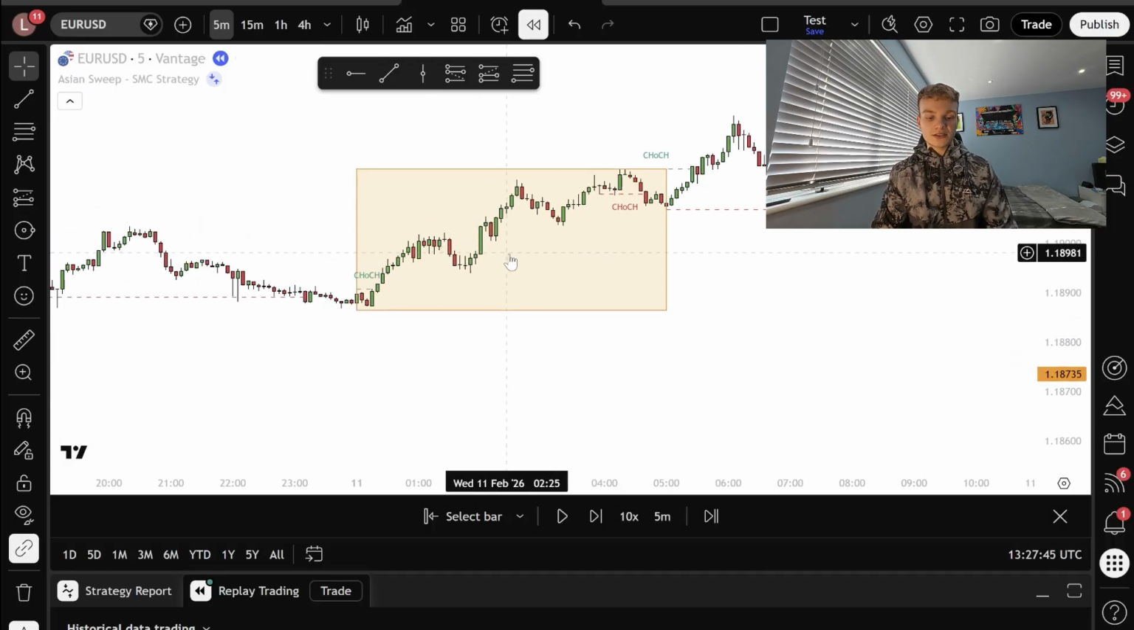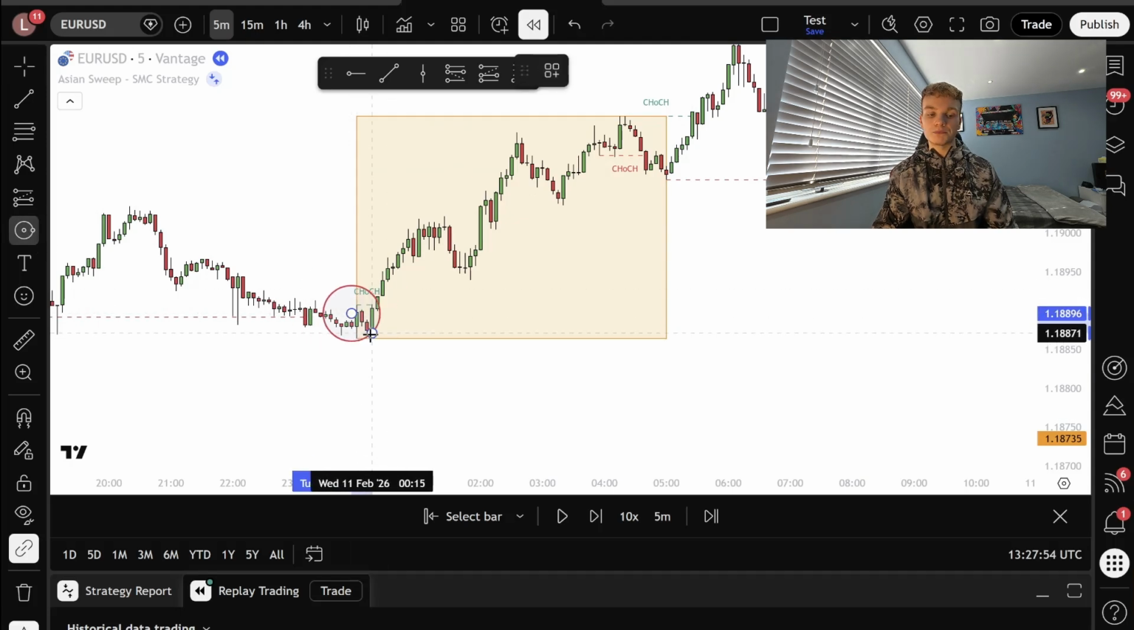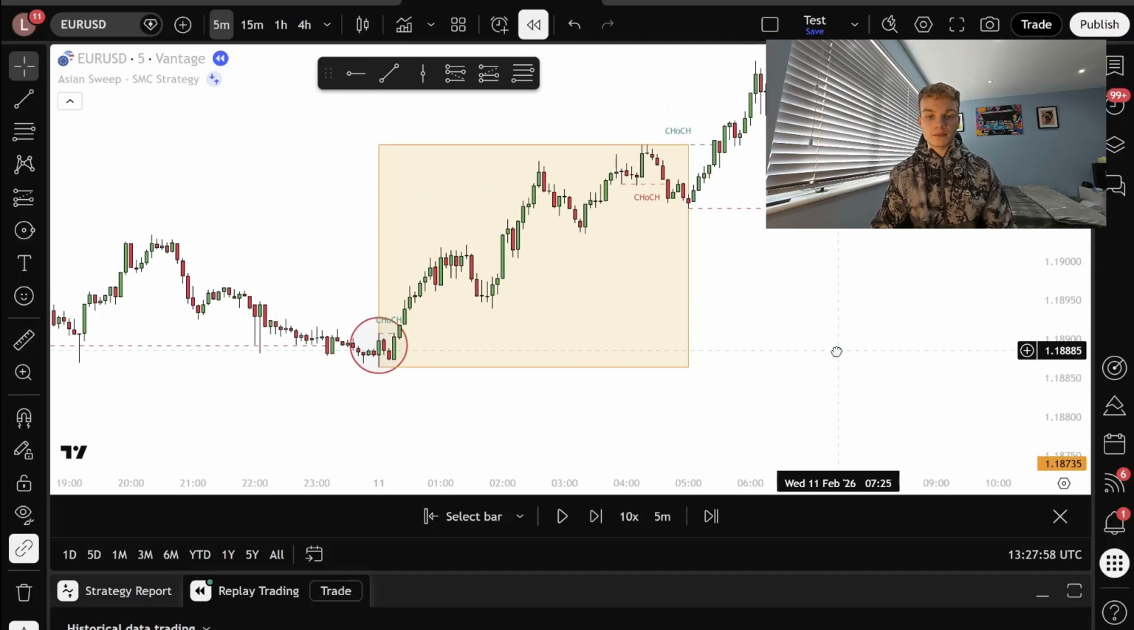Pulling up this Asian session here from the 11th of Feb, so just going another day before that, we simply look at all the same things. So first of all, we look at the opening candle of this session. Now, this is a great example to see when I would simply just step away from the markets for the day and I wouldn't be interested in trading.